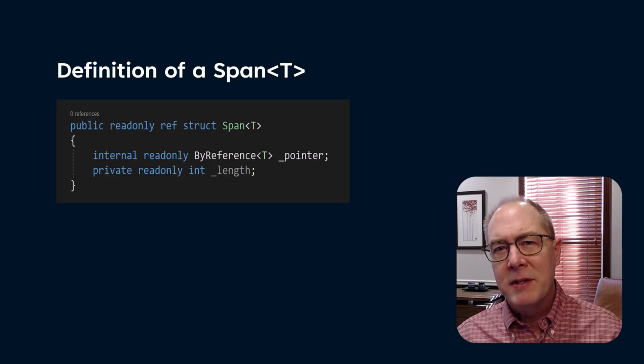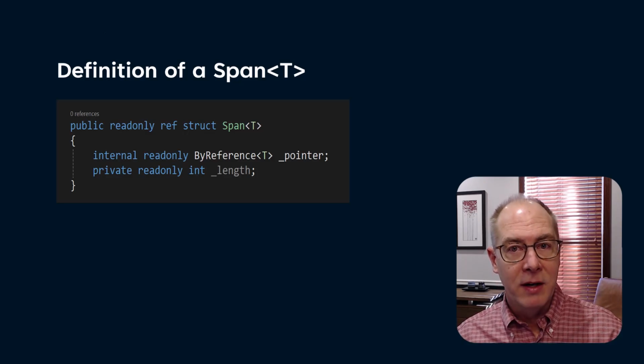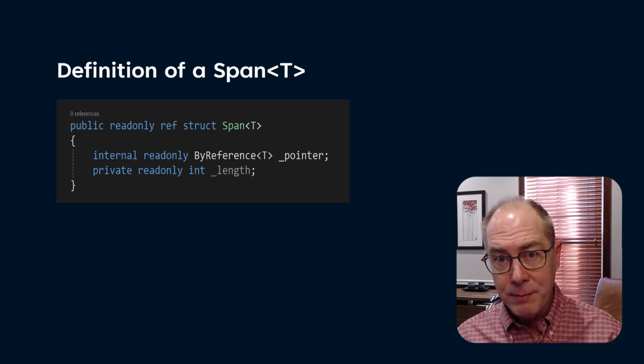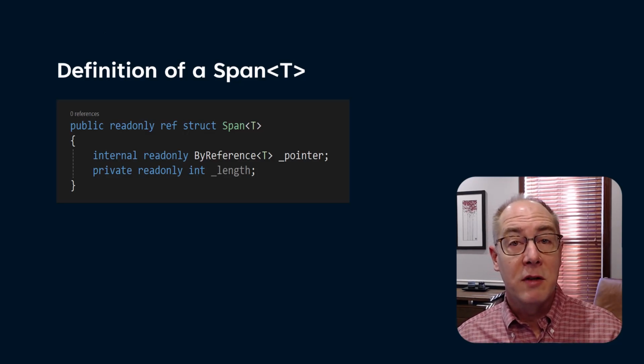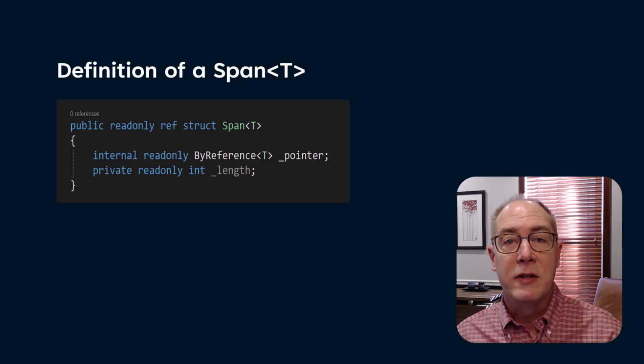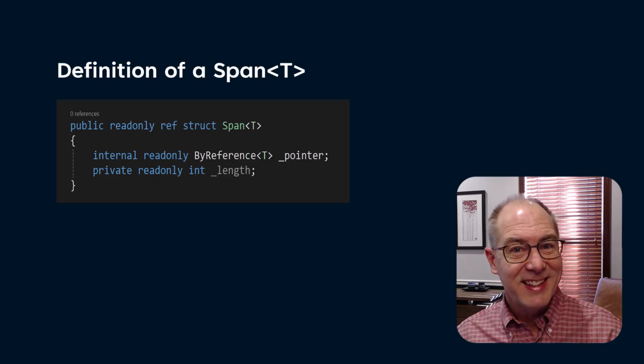So a span represents stack allocated memory, so it can't appear in the heap. Why? Well, the life of a span could outlast the memory that it wraps. If the underlying memory was garbage collected, we'd have a span that didn't reference what we intended it to. And for that reason, it's defined as a read-only reference struct. What's that? Down the rabbit hole we go.